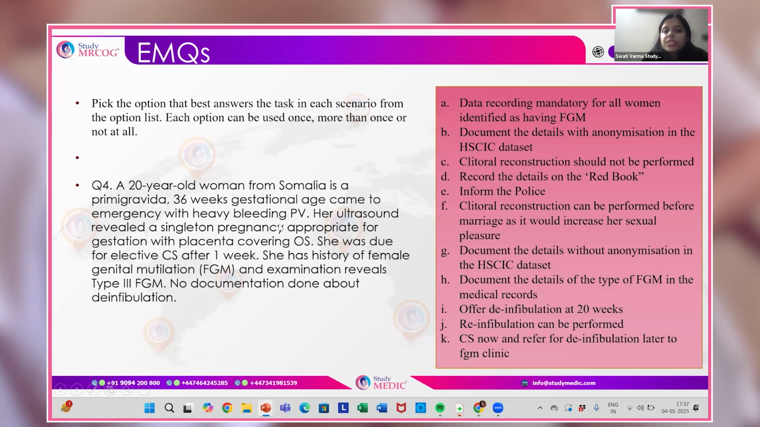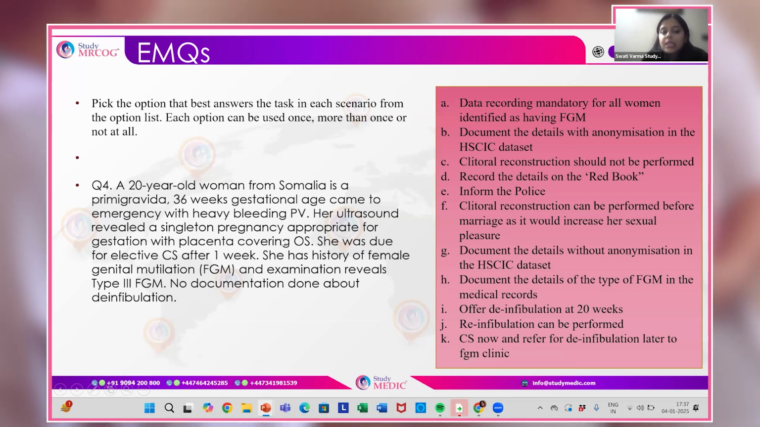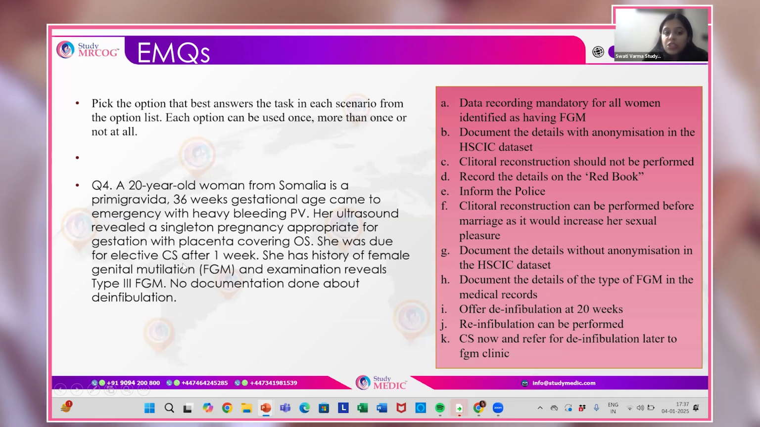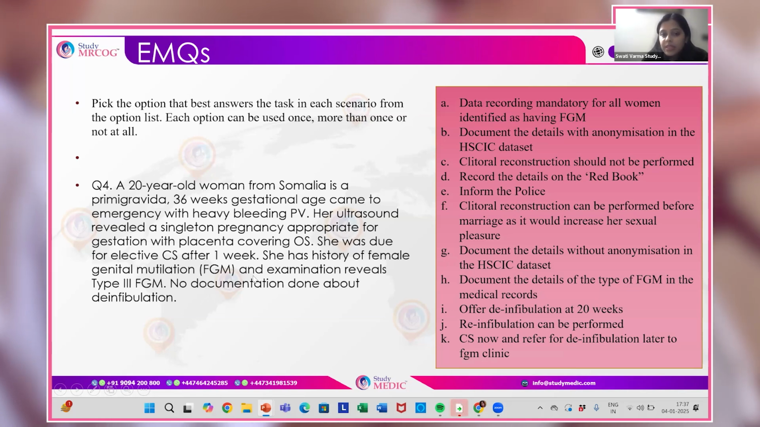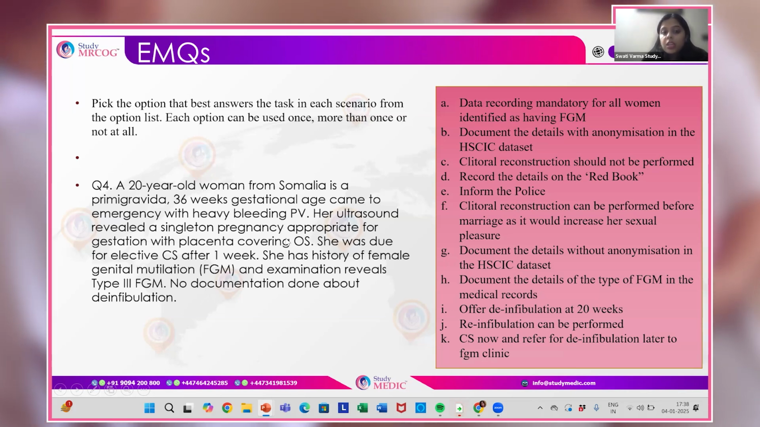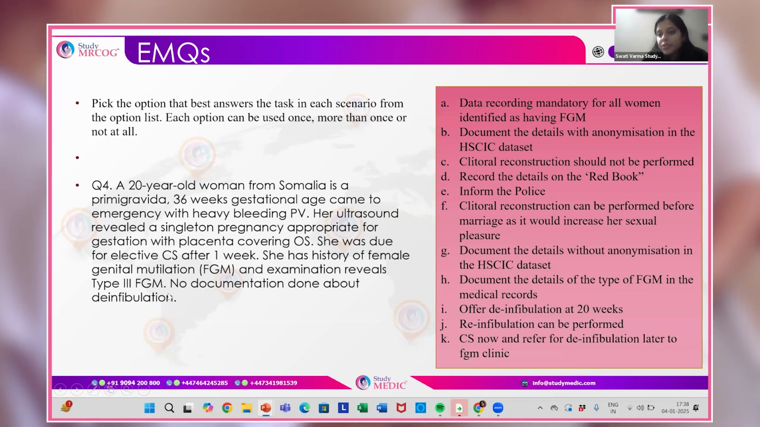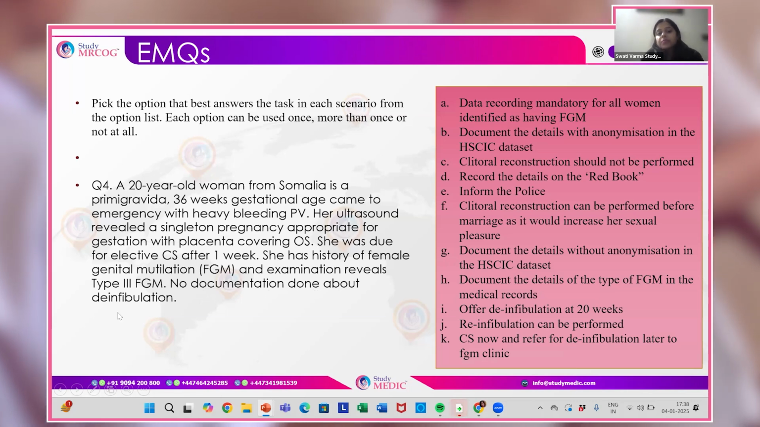Now, a 20-year-old from Somalia is a primigravida, 36 weeks gestational age. She has come to emergency with heavy bleeding PV. Her ultrasound is revealing a singleton appropriate for gestational age with placenta covering os. Now, she was due for elective CS after 1 week. At 37 weeks, her cesarean section was due, but right now she is coming with heavy bleeding PV. She has history of FGM and examination reveals type 3 FGM. No documentation done about deinfibulation.